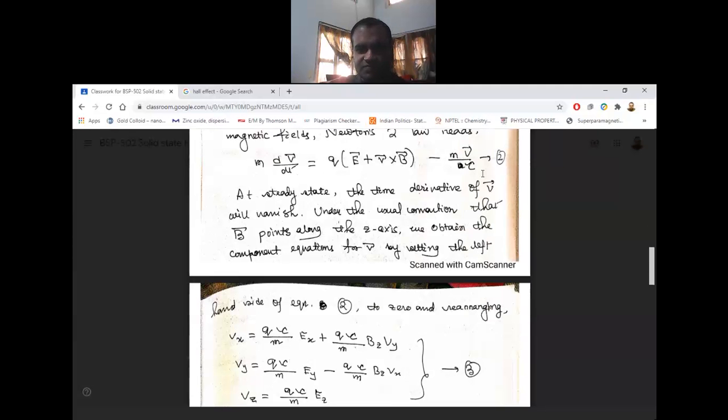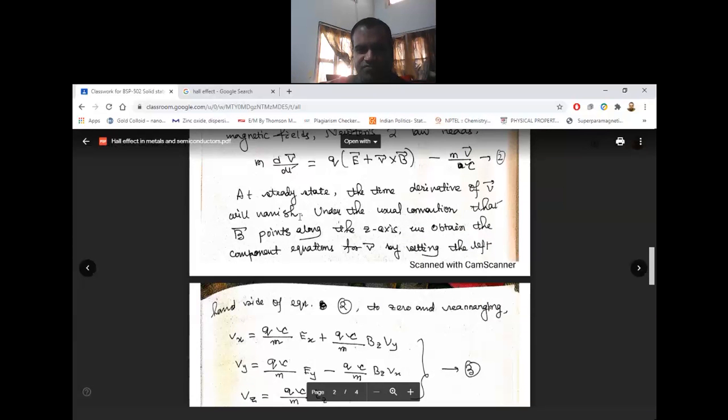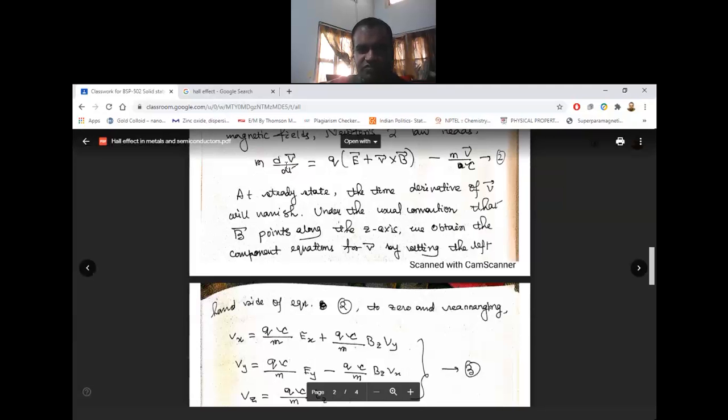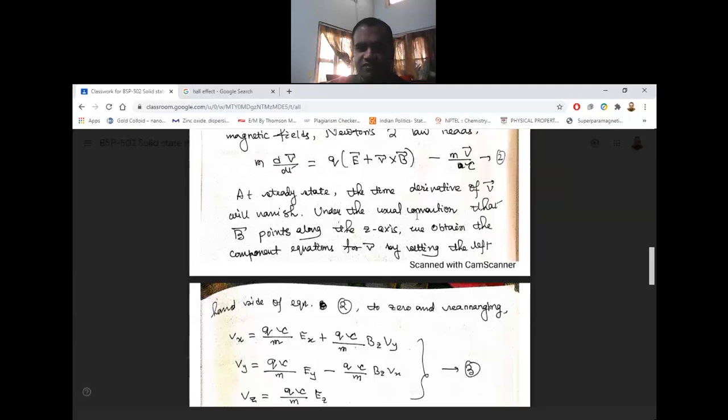At steady state, the time derivative of v vector will vanish, so this quantity will vanish. Under the usual convention that B vector points along the z-axis, we obtain the component equations for v vector by setting the left hand side of the equation to 0 and rearranging.